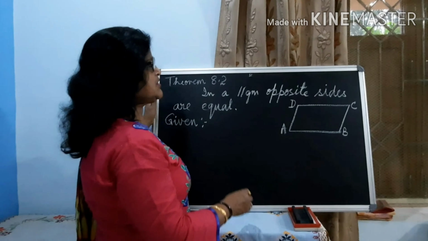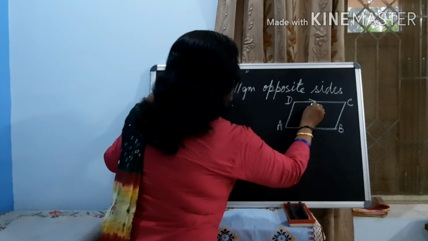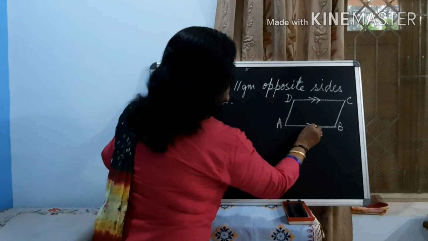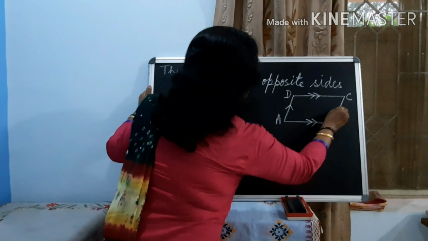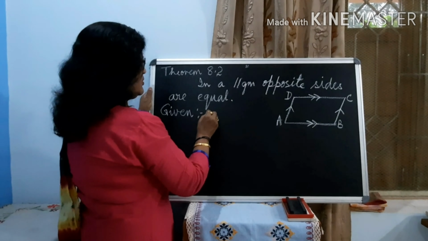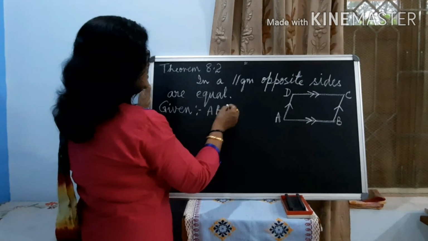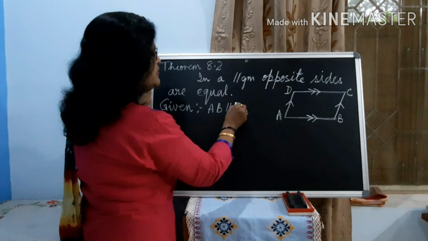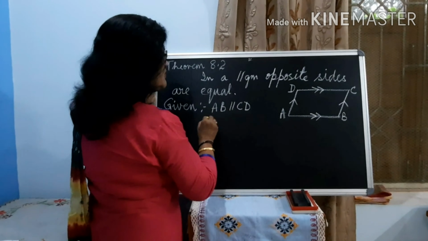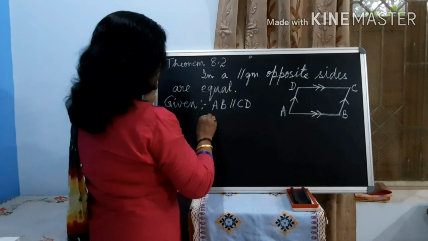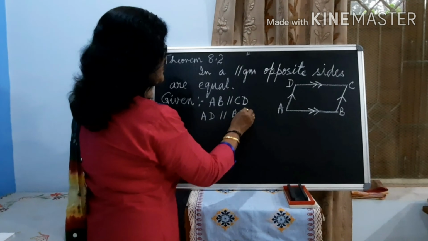So let me first give the symbol according to the given data. This is parallel to this, and this is parallel to this. Let us note down now. AB is parallel to CD and AD is parallel to BC.